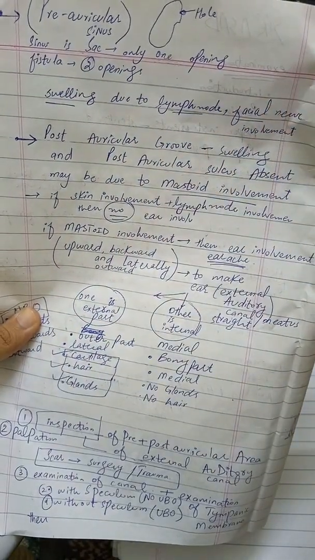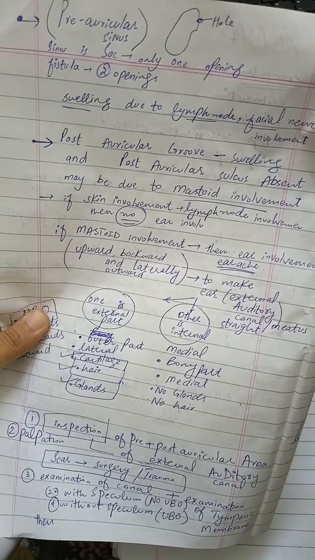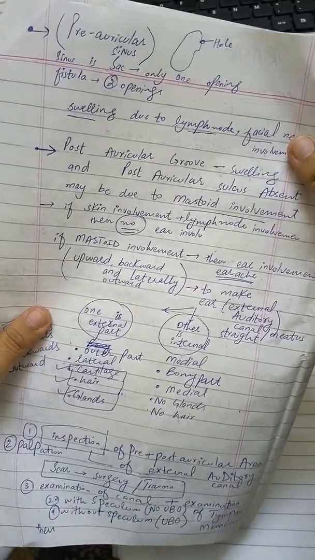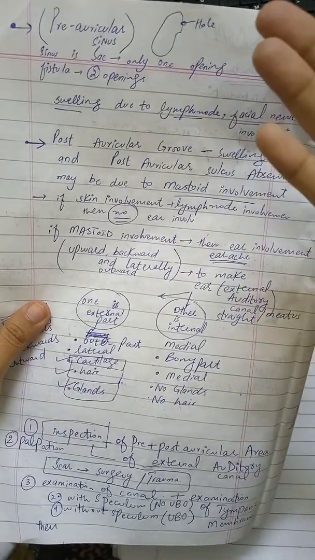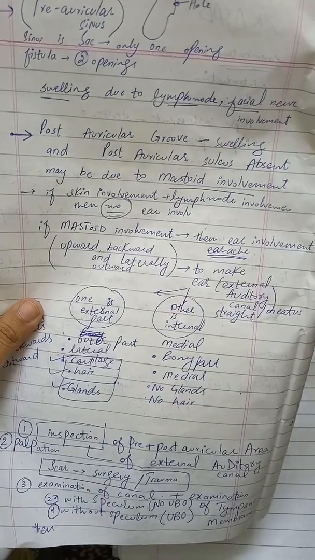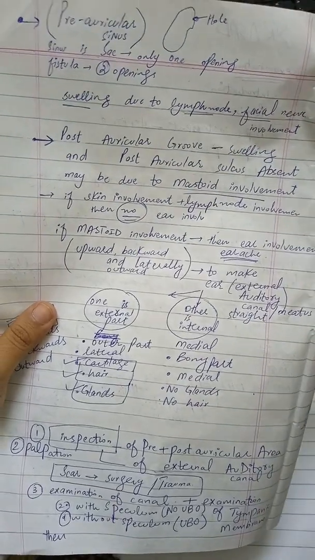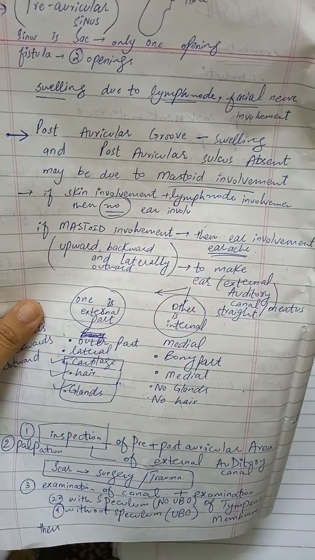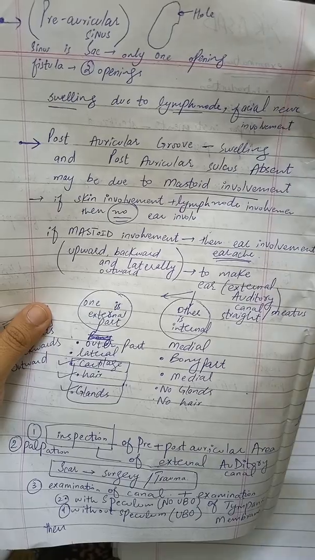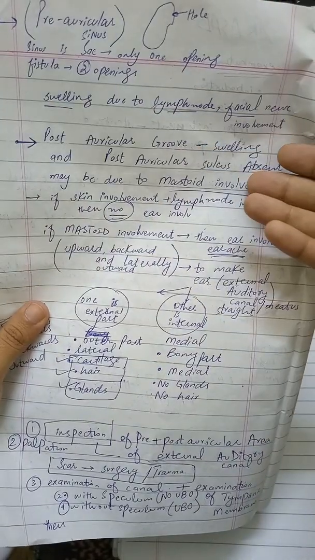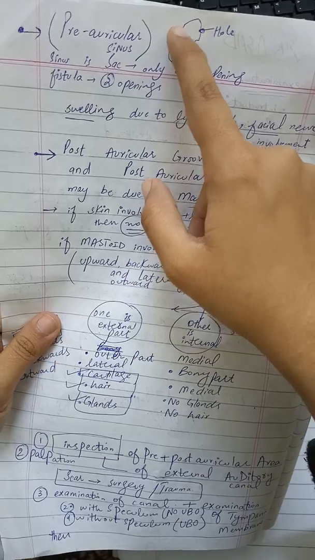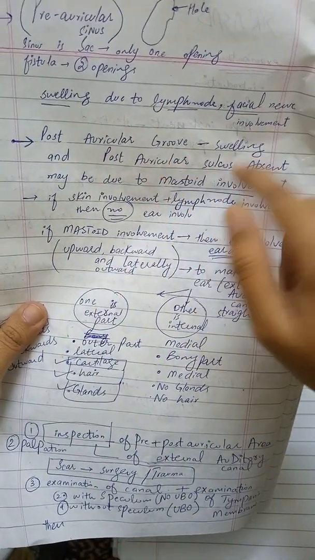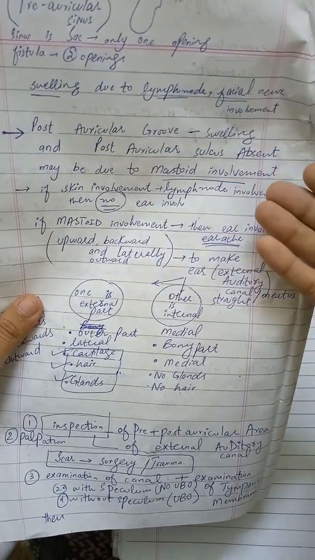Swelling, there might be swelling due to lymph node or the facial nerve involvement, and as there was a hole, there might be swelling around the ear. And then post auricular groove means behind the ear, in this area behind the ear. There might be problem with post auricular groove, there might be swelling, or post auricular sulcus is absent, through which the ear is attached with the skull posteriorly. Post auricular sulcus might be absent, or maybe due to mastoid involvement.